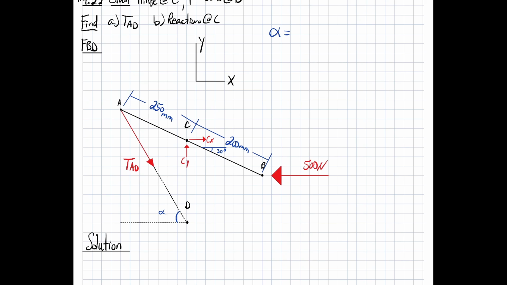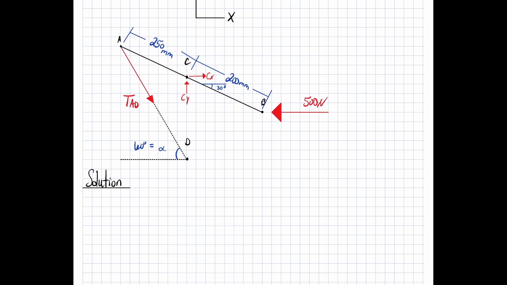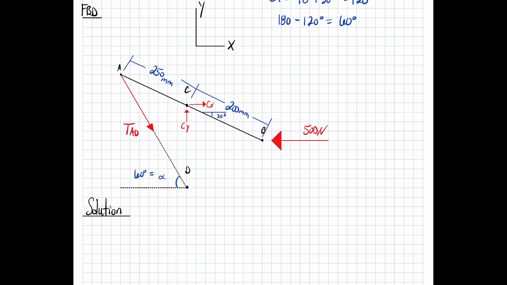So to find alpha, all we do is take our 90 degrees plus 30 degrees. They gave us the 30 degrees from the horizontal from the problem statement. That comes out to 120 degrees. Then you take 180 minus 120 degrees. That will come out to 60 degrees for alpha. Well, 60 degrees. Okay, I'm going to do it from A.